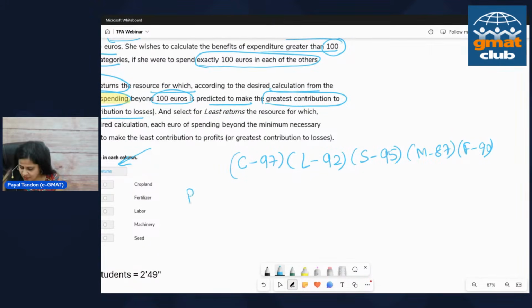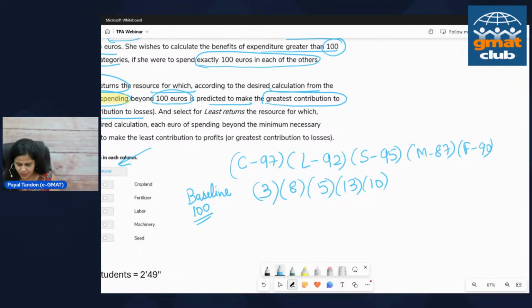So first, let's figure out what the baseline profit is. To figure out the baseline profit, you're going to make everything 100, right? So baseline is going to be at 100, which means this is 3, which means this is 8, this is 5, this is 13, and then this is 10, right? Everyone with me so far?